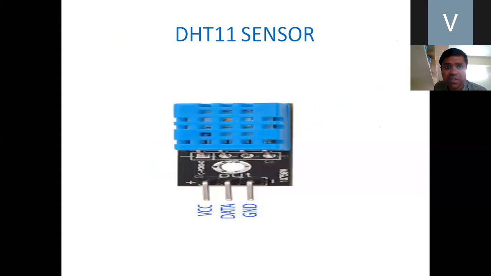Here, in the DHT11 sensor, D means digital humidity and temperature sensor. 11 is just a number; there are other numbers too, like 22. Actually it is a sensor that contains three components inside. One is the temperature sensor, another is the humidity sensor, and another is a microcontroller. Within this chip, within this module, there are three components.